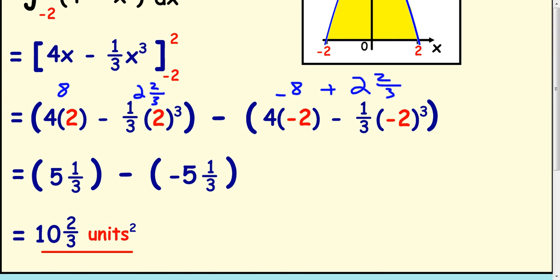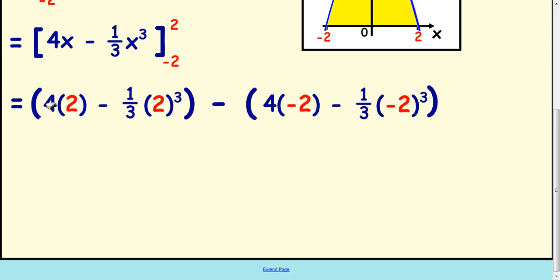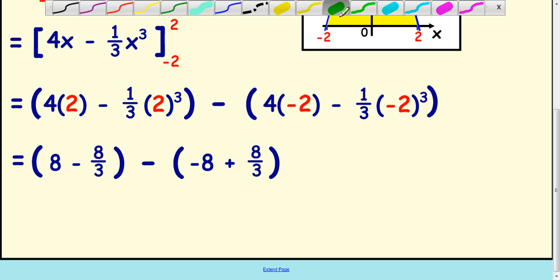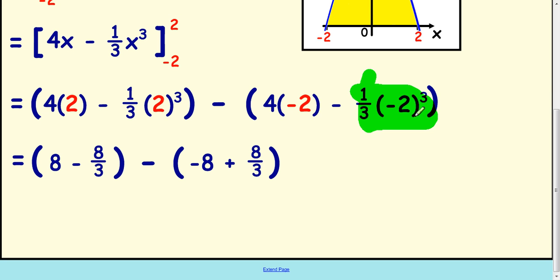Another way to do it, we'll start again at this point here. What you could do is work it out individually, so that would go to 8, take away 8 over 3, 2 times 2 times 2 over 3, and take away 4 times negative 2 is negative 8, and that's going to go to negative 8 over 3, so that'll be plus 8 over 3 because there's a takeaway here, so negative for this part, but then because you're subtracting it, it becomes a plus.